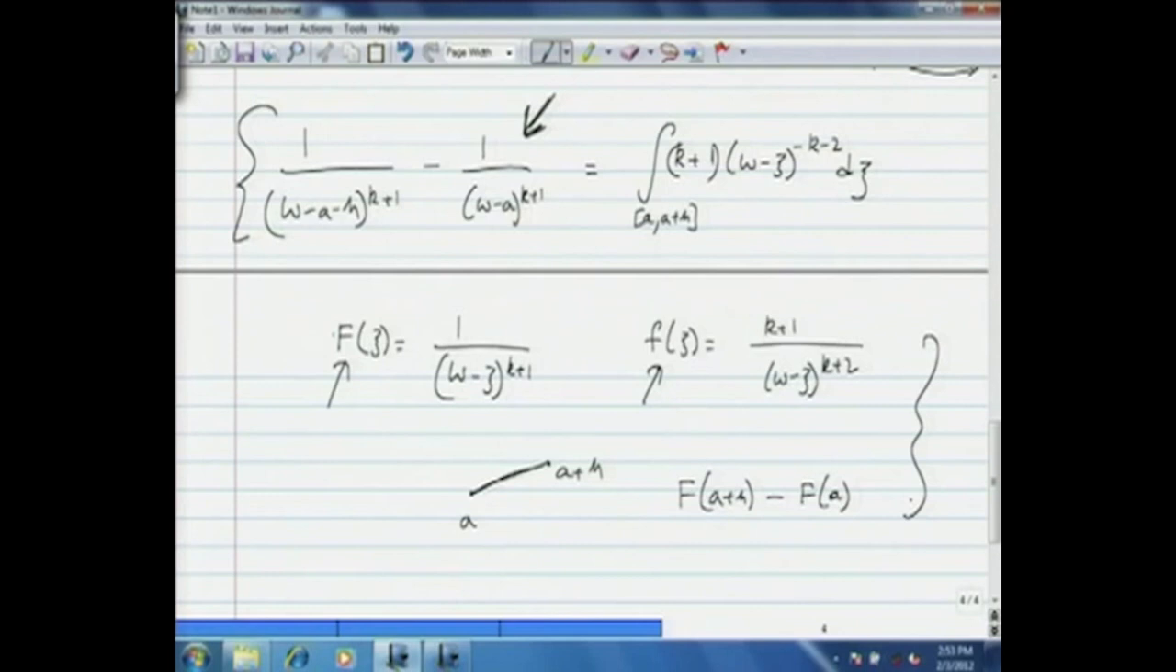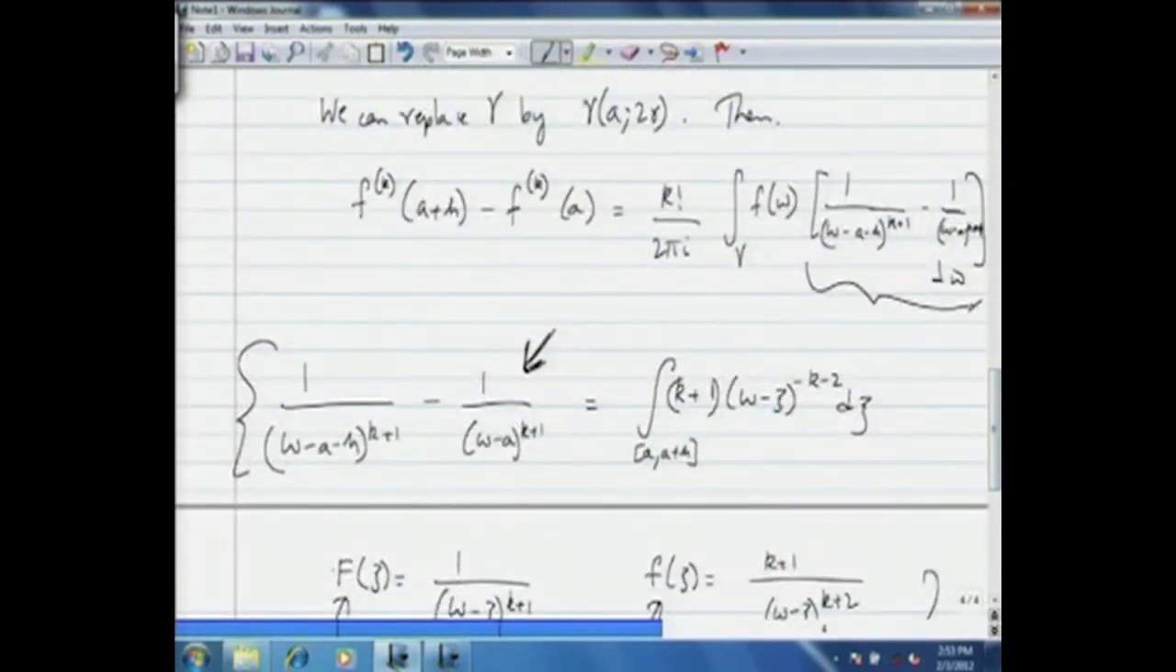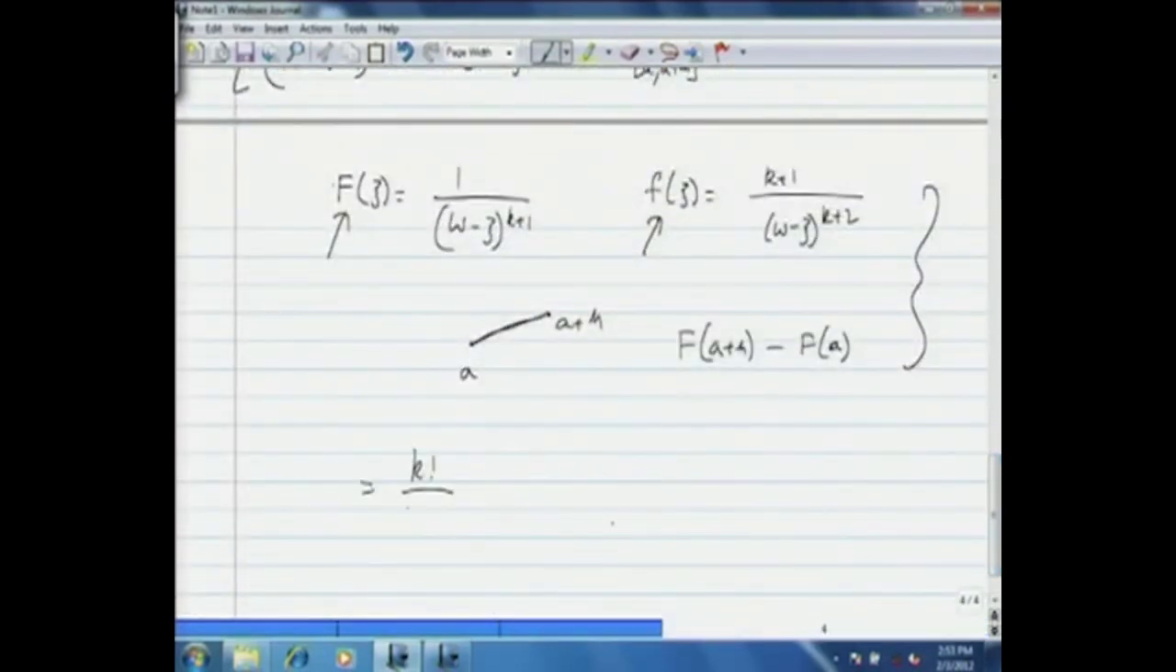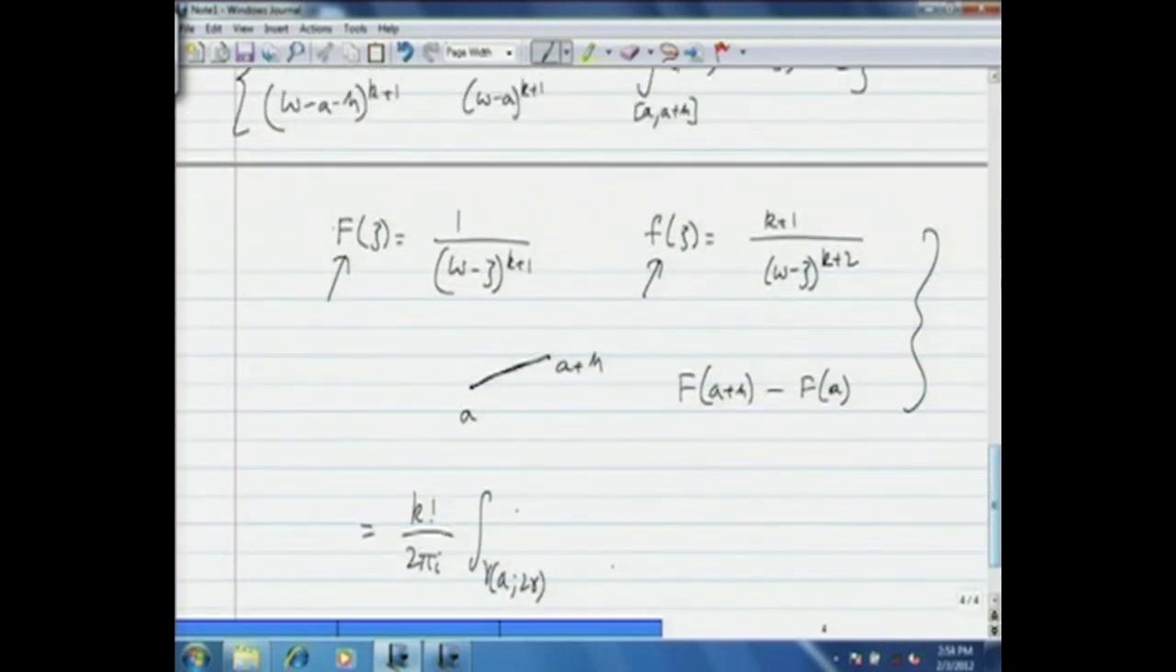We are essentially using the fundamental theorem of calculus, and then let us substitute it in this expression here. So, we get that this is equal to k factorial divided by 2 pi i times the integration on gamma a to r. Recall I said that I can replace gamma with gamma a to r. Times the integration of f of w times the integration over the straight line joining a and a plus h. Please note that is the notation for a straight line joining a and a plus h once again. And then k plus 1 times w minus zeta raised to minus k minus 2 d zeta, and then dw.